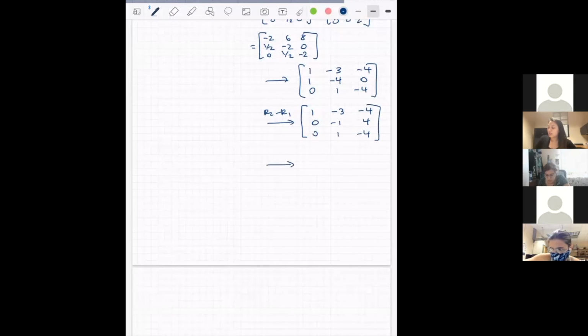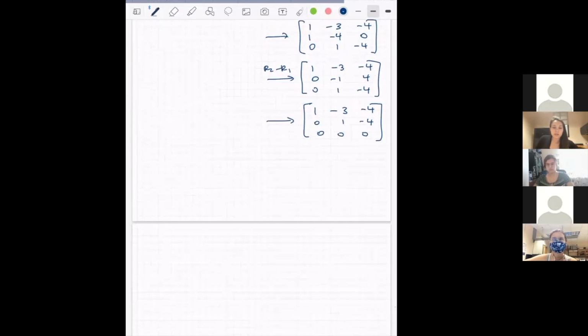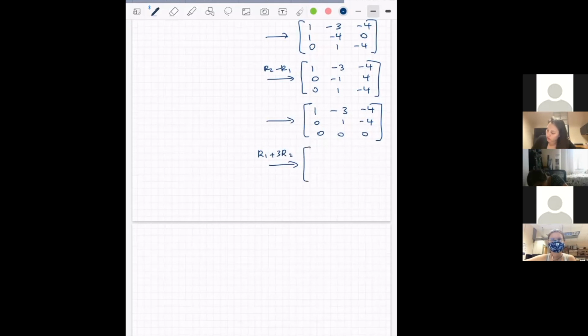Then the third row is a constant multiple of the second row, so it will go away. And we have 0, I'll make this 1, minus 4. And that is in row echelon form. And if we want reduced row echelon form, we just have one more step where we get rid of this minus 3. So we can take row 1 plus 3 times row 2. And that will give us 1, 0, and then negative 12 minus 4, so negative 16.